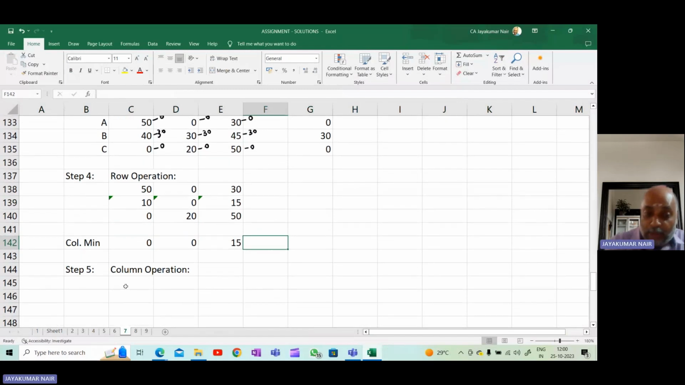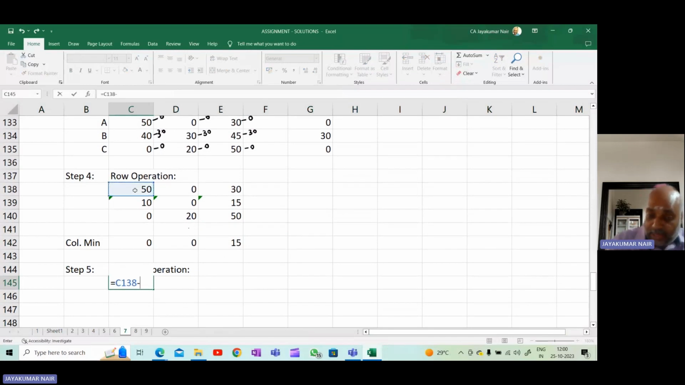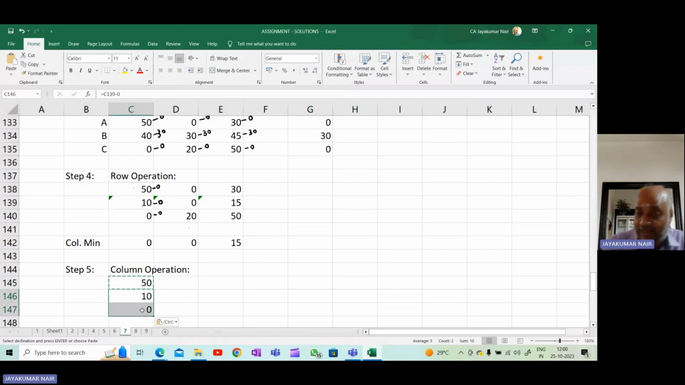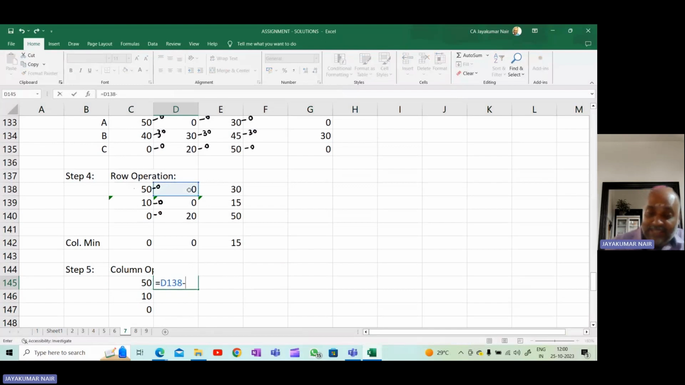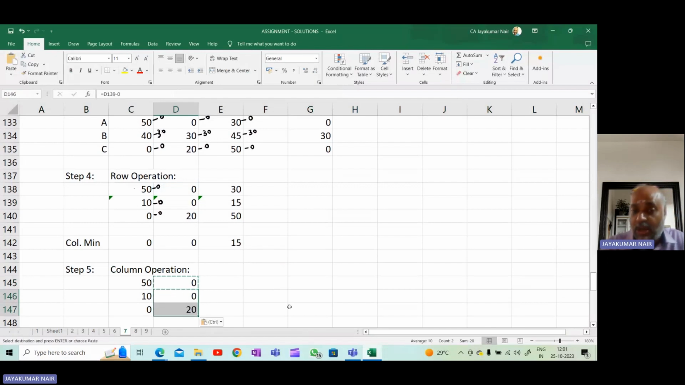So how do you do the column operation? Column operation will be the element minus the column minimum. Column minimum is 0 in this case. So what do you do? 50 minus 0, 10 minus 0, and 0 minus 0. So the first column I have done. Now come to the second column. Second column will be 0 minus 0. You know what it is. 0 minus 0 is 0. 0 minus 0 is 0. And 20 minus 0 is 20.